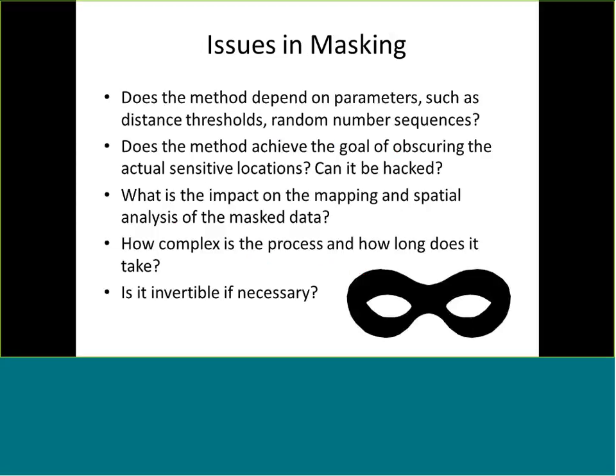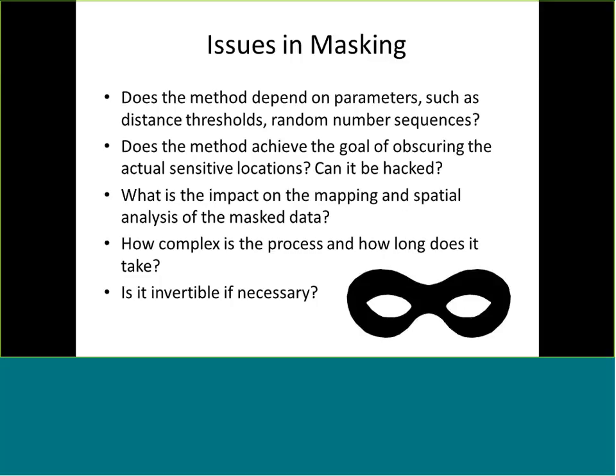So let's look at some of the issues surrounding the masking problem. We should ask of a method, does the method depend on specific parameters such as distance thresholds or particular random number sequences? We often use random number generators to associate random perturbations with the data, but random number generators themselves are subject to repetition. We have to be very careful about seed numbers that are used for generating what are called pseudo-random number sequences. We would like it to be impossible to get the sequence back by using a particular piece of code.